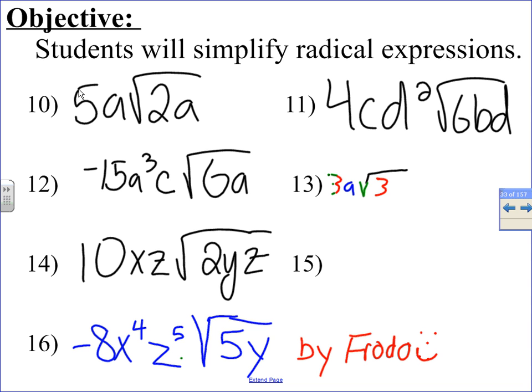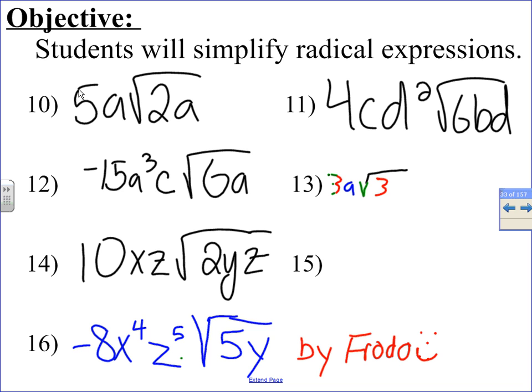No. Something in the front of your square root is incorrect. Justin, what did you get for 15? Okay, you forgot something too. Annalise, what'd you get for 15? Good job.